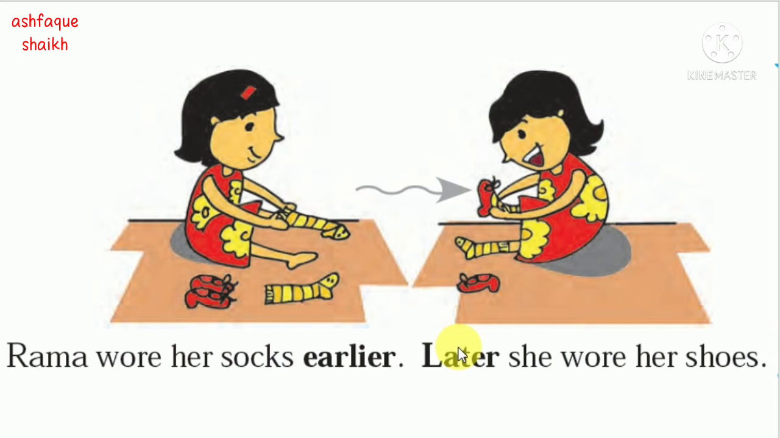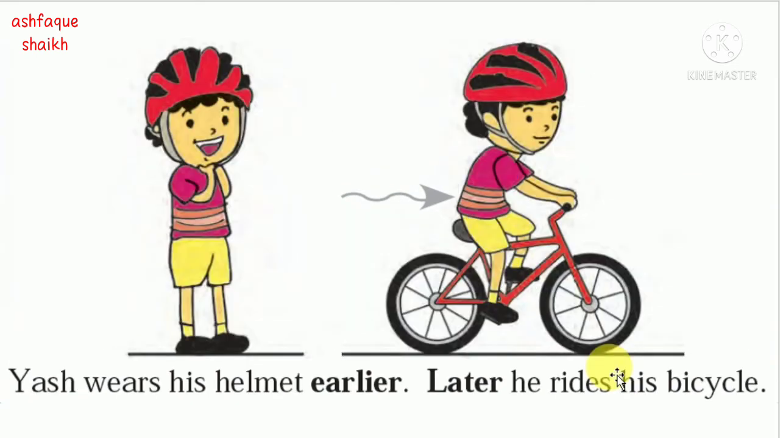We don't wear shoes first and then socks. So this is a simple thing. So here in this first picture, Rama wore her socks earlier. So first we wear a sock, then later we wear shoes. This is a simple thing. So it is written here, Rama wore her socks earlier, later she wore her shoes. Understood? Next example here.